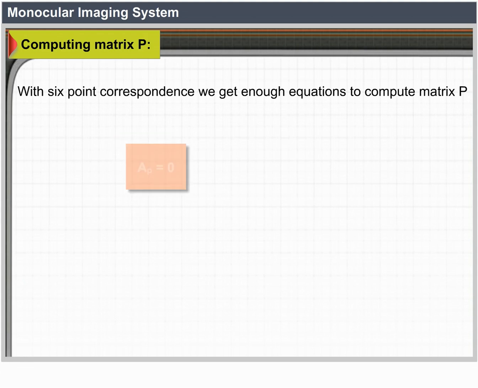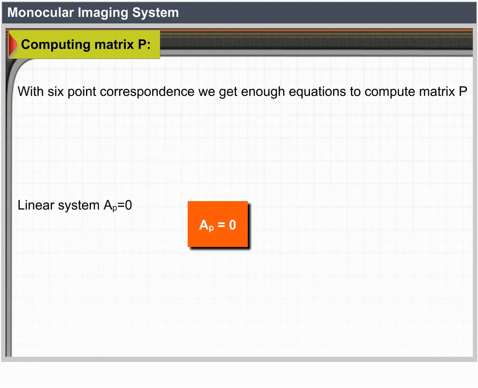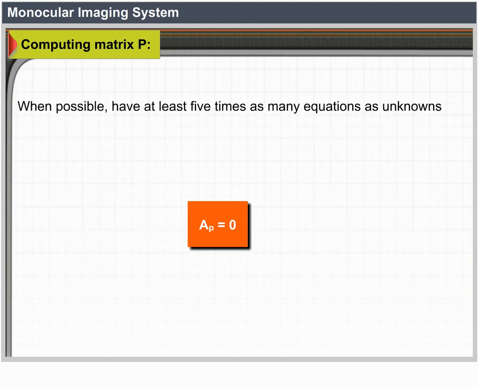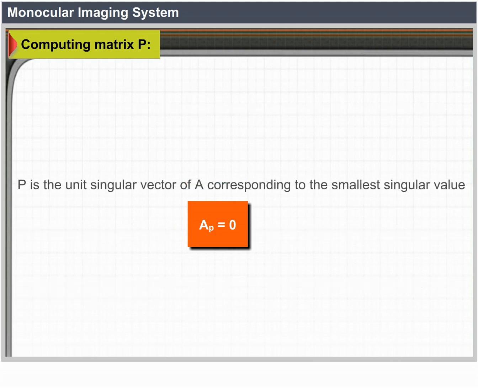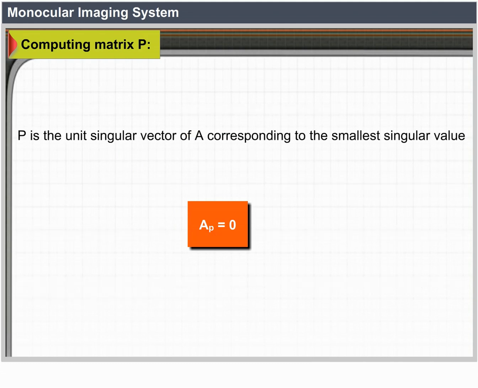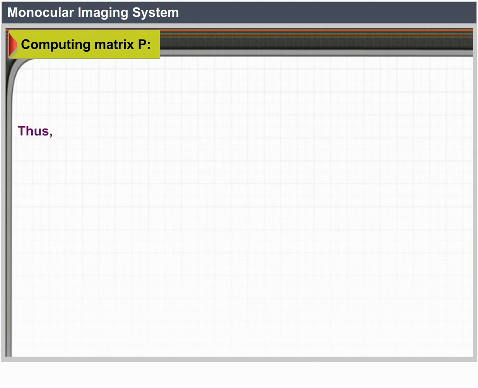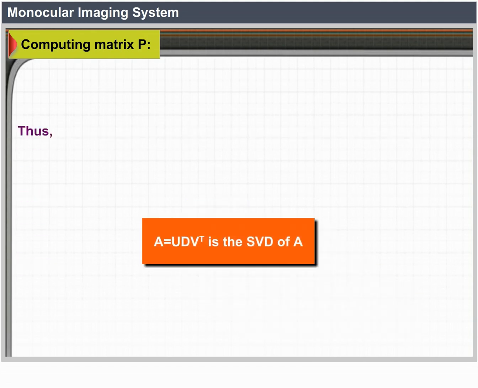AP equals 0. We have a linear system AP equals 0. When possible, have at least 5 times as many equations as unknowns. Minimize the norm of AP with the constraint that the norm of P equals 1. P is the unit singular vector of A corresponding to the smallest singular value. Thus, A equals UDV transpose is the SVD of A.